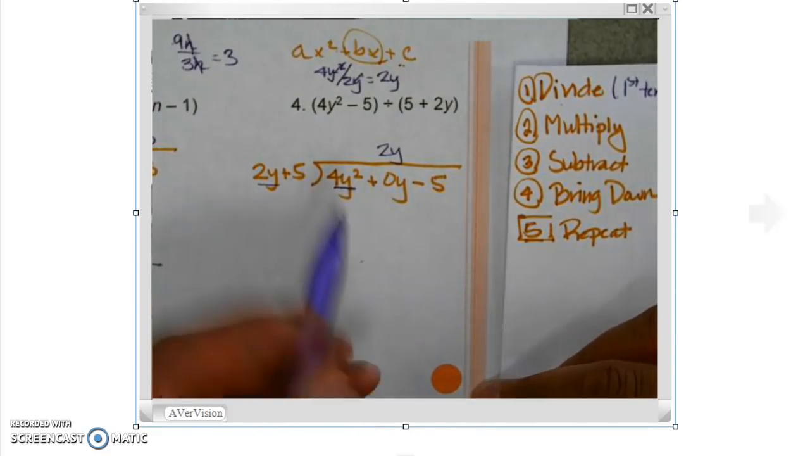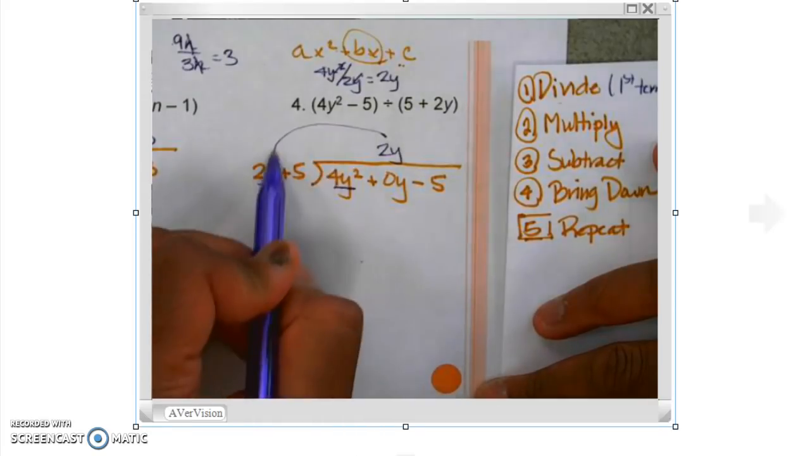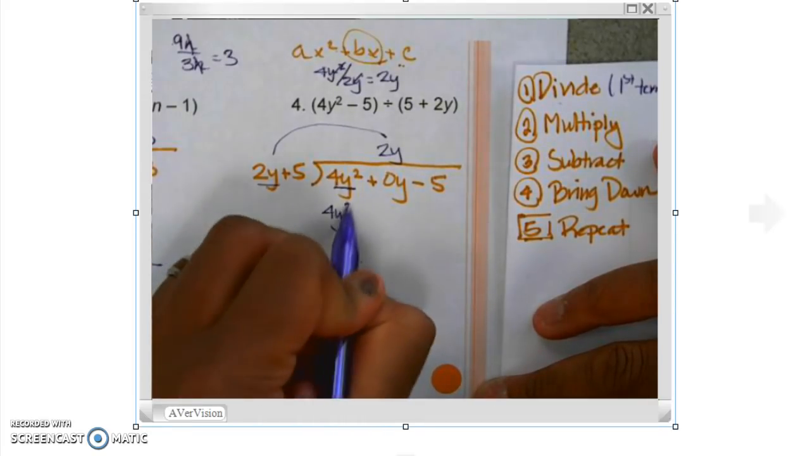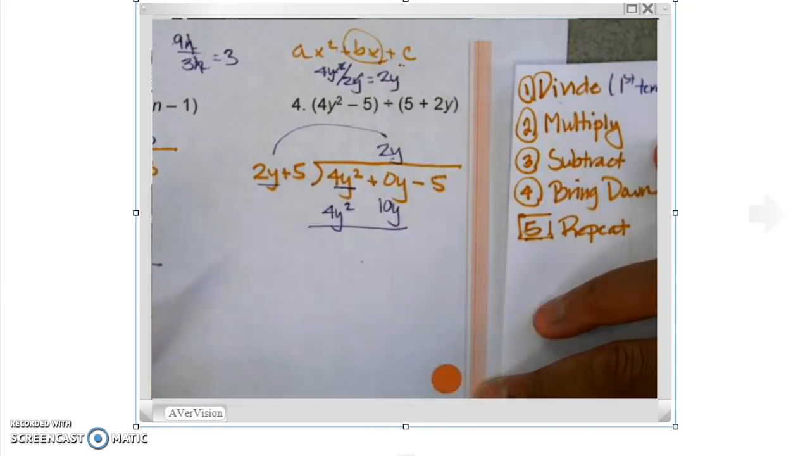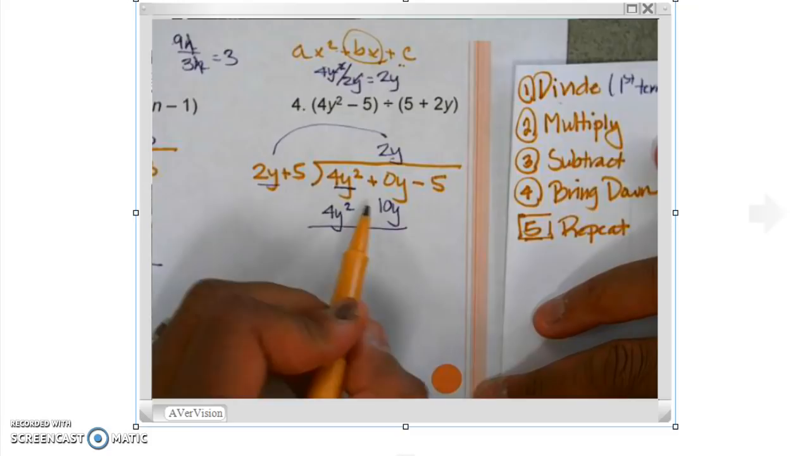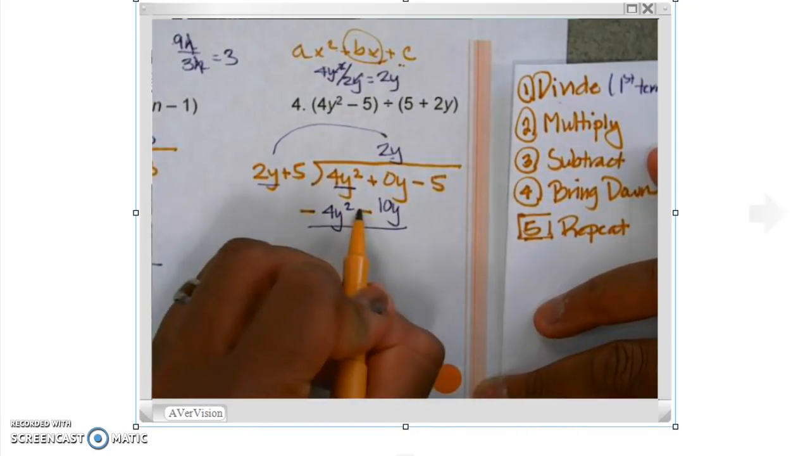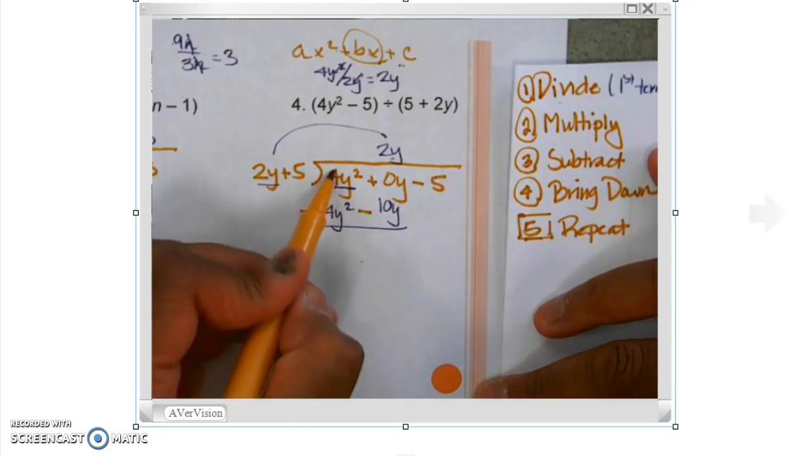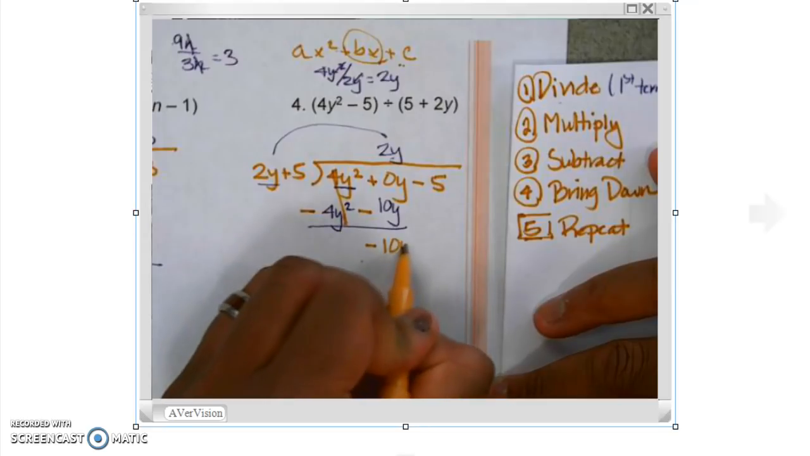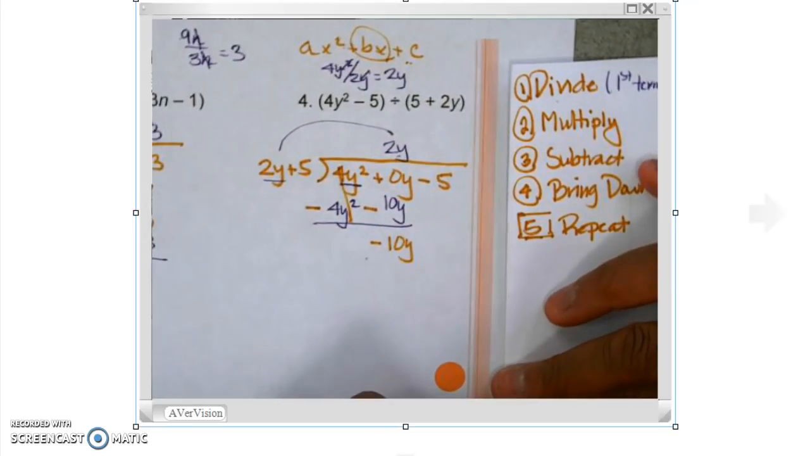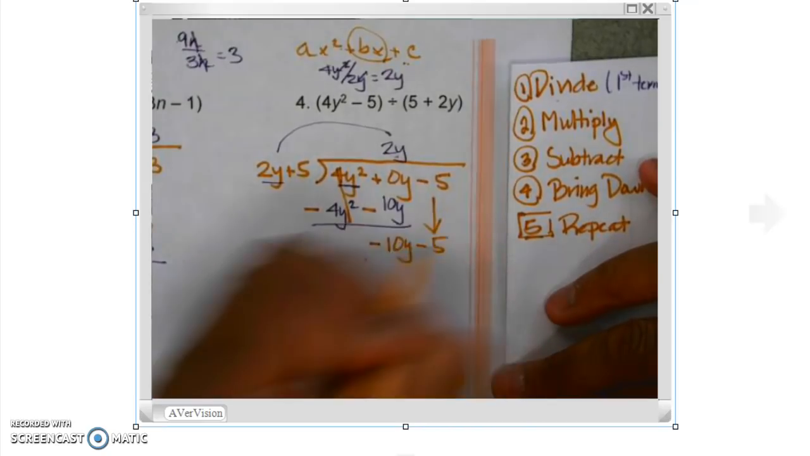I don't know. Next step, after I've divided, is to multiply. So 2y times 2y is 4y squared. 2y times 5 is 10y. Now this is positive. I don't usually write the sign if it's positive because I know that my next step, being subtraction, I'm going to have to go minus, minus. Great. These cancel out. 0 minus 10 is negative 10y. I have just subtracted, and now I'm going to bring down minus 5.